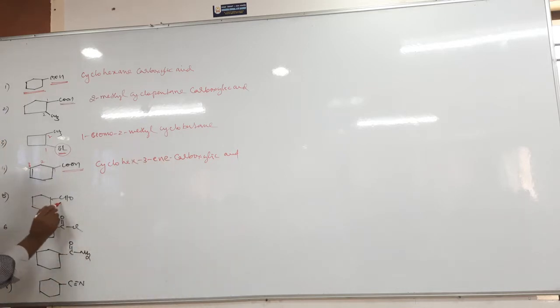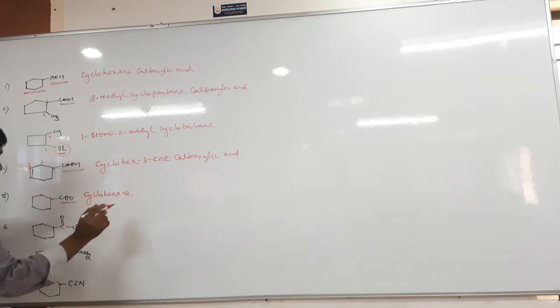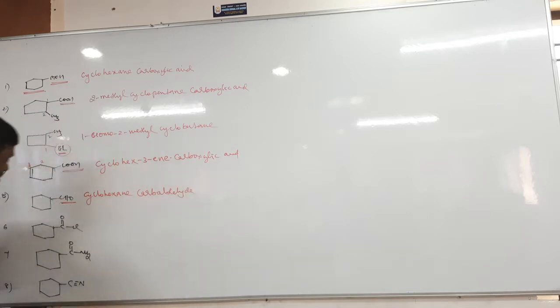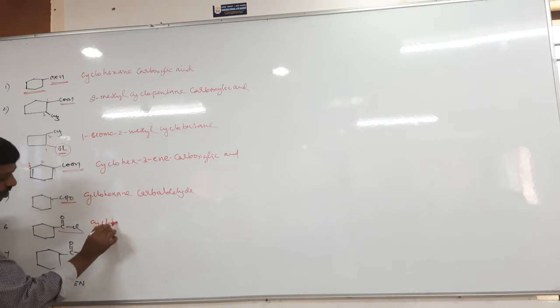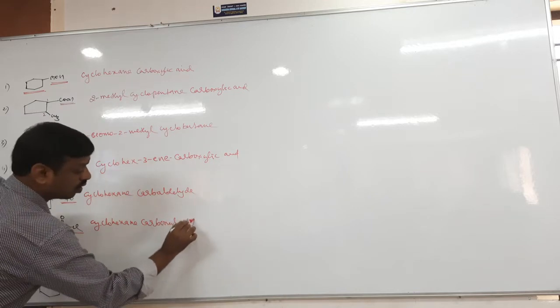Next, it is an aldehyde. So what is the name of the aldehyde? Carbaldehydes. Which carbaldehyde? Cyclohexane carbaldehyde. Next, what is the IUPAC name of the acid chloride? When an acid chloride is attached to the cyclic ring, it is a carbonyl halide, which means carbonyl chloride. Which carbonyl chloride? Cyclohexane carbonyl chloride.